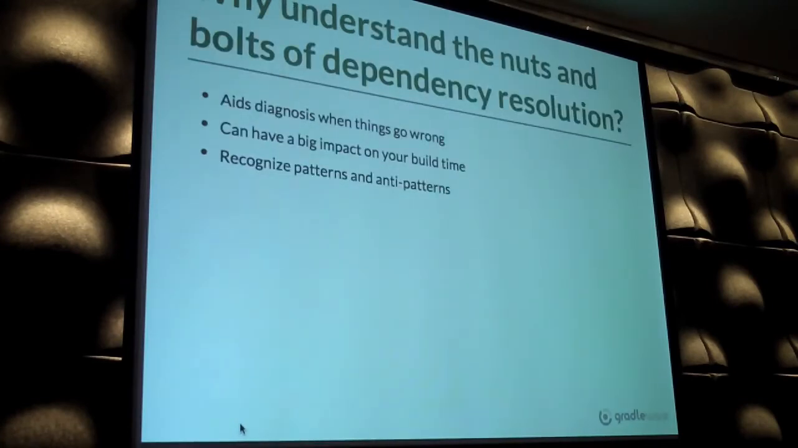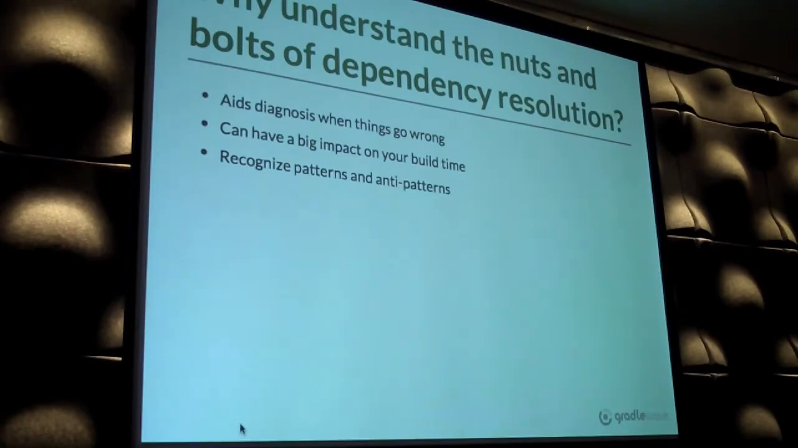Cool. So why do we want to understand dependency resolution? It's kind of funny because it's not something you need to understand to design your build so much as when things go wrong, it can be really frustrating if you can't work out what's going on. Having that low-level knowledge of what's happening there can really help you to problem solve. It can help you work out why things are running slowly, because dependency resolution can be a slow part of your build. So it can help you work out what's going on there.